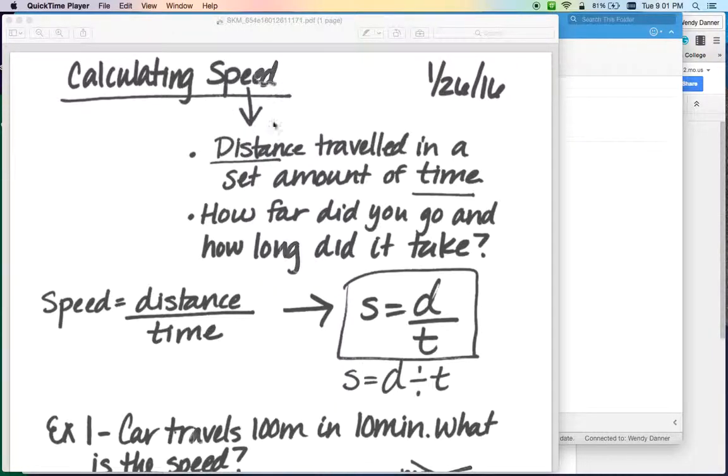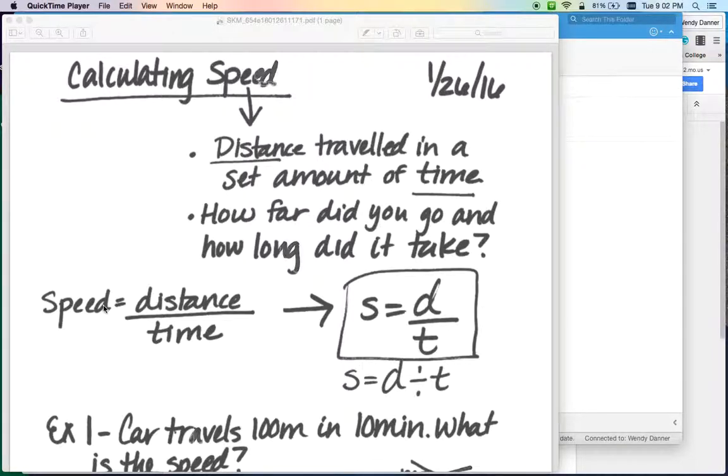So if you look up here, you see speed. The definition, sorry, is the distance traveled in a set amount of time. Another way to think of it is how far did you go and how long did it take you to get there? If you look at these two descriptions, the two common themes are distance, how far, and time, how long. So they're saying the exact same thing. It's just another way to think about it.